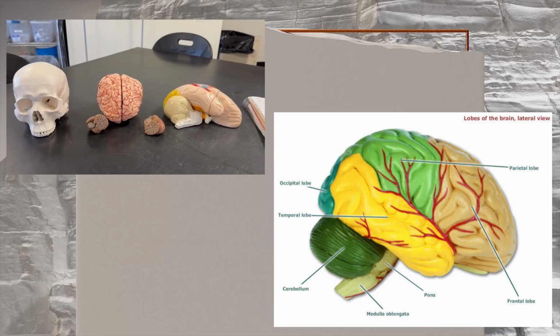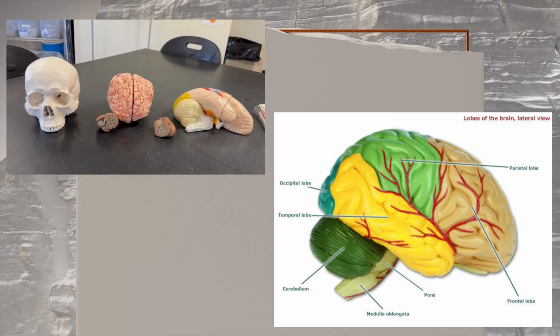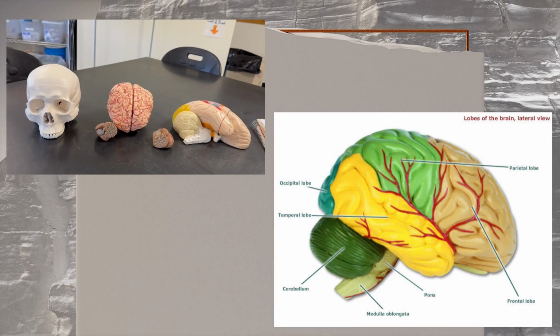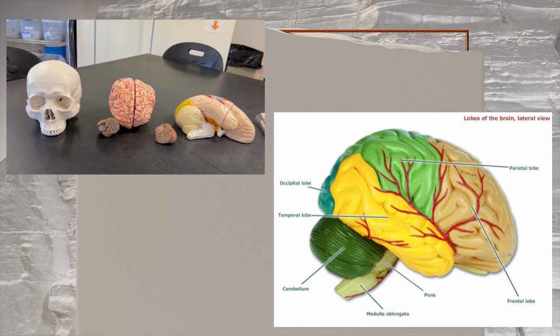Our group is doing the gross anatomy of the brain and cranial nerves. We will be going over the cerebrum, the cerebellum, and the brainstem.